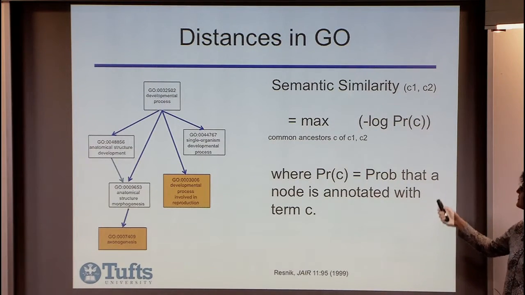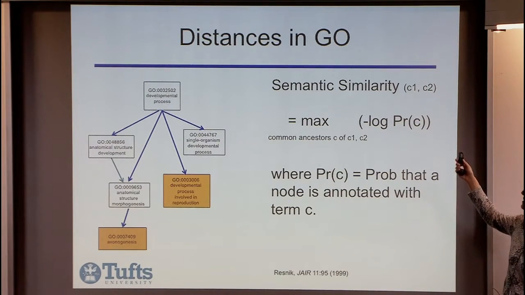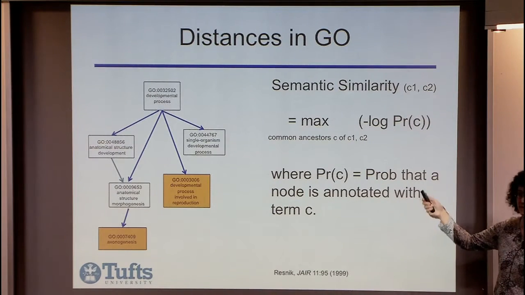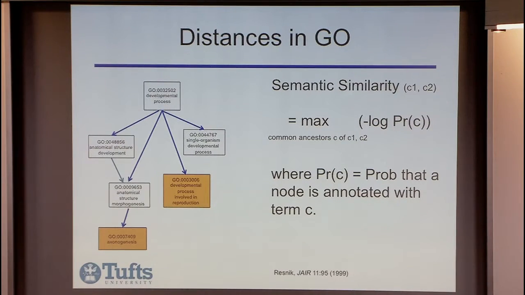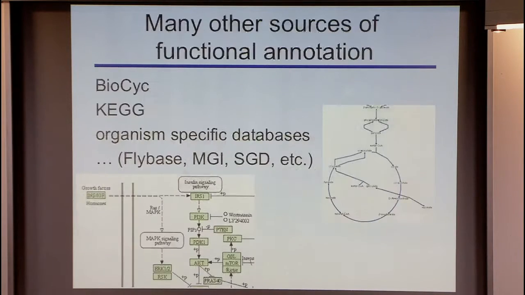And so for any two terms, C1 and C2, we're going to look at all the common ancestors. If we were up here, we could go up the tree some, or up the DAG, and find additional common ancestors. And of those, what's the least likely one? Let's take the negative log of its probability. So that's how we assess semantic similarity.